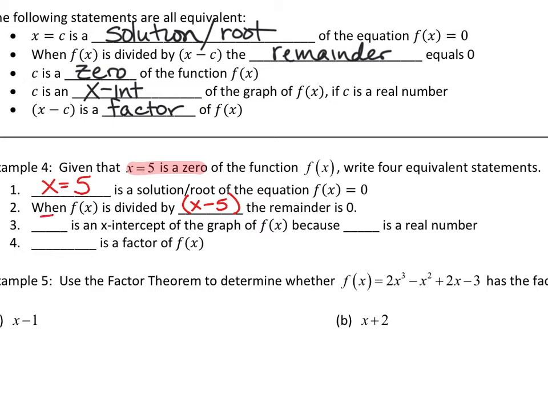We also know that 5 is an x-intercept of the graph because 5 is a real number, not imaginary. And we know that x minus 5 is a factor of f of x. I did no math beyond knowing that x equal to 5 is a 0. All the rest of those statements come from just knowing that one little thing. So we get a ton of information about the polynomial if we know its factors or if we know its zeros, which we know one if we know the other.